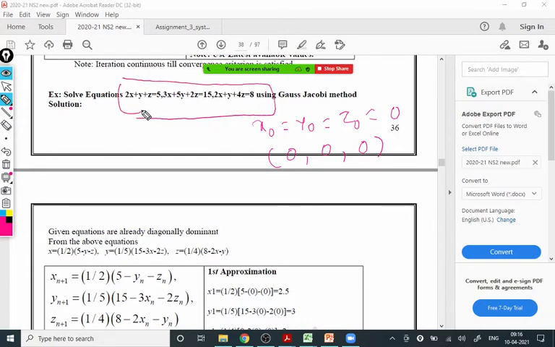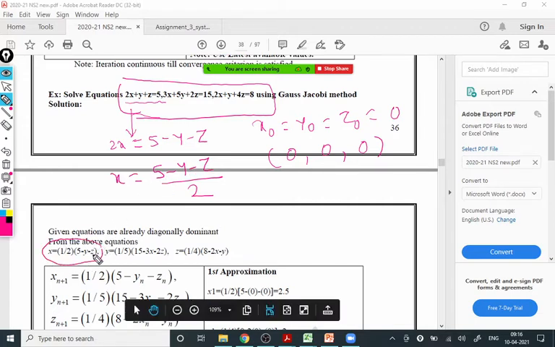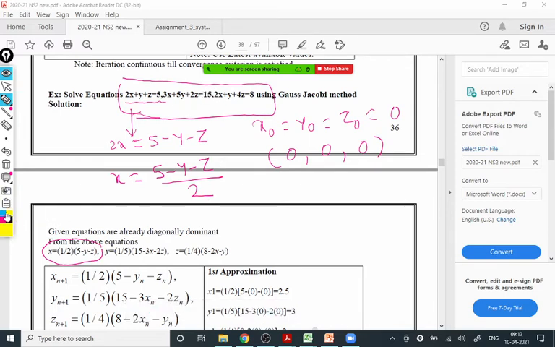Now what is the iteration formula? The iteration formula is taken from the same given equations only. The first equation, we can write for x. I can write 2x is equal to 5 minus y minus z. So can I write x equal to (5 minus y minus z) upon 2? So the first equation, we write for x, and that is written here, the same, (5 minus y minus z) upon 2.